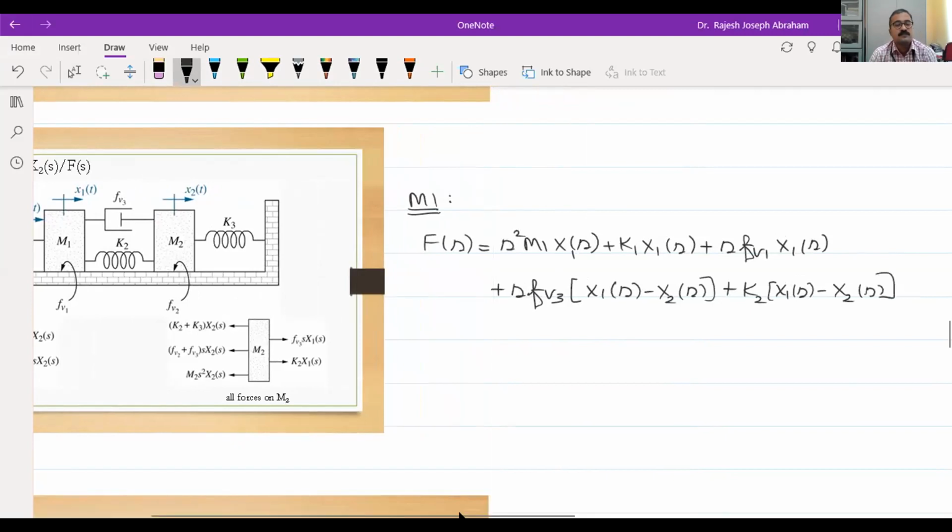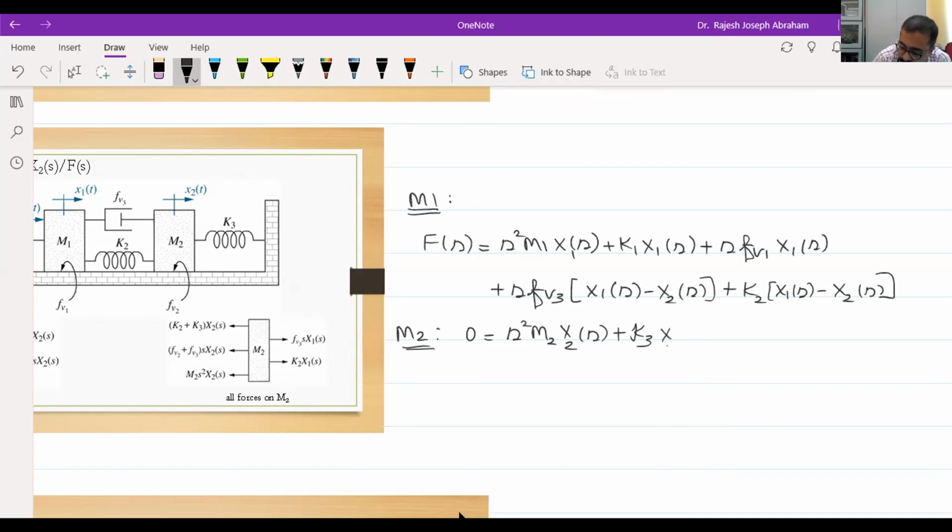Okay, this is the force equation for mass m1. Now, what about the force equation for mass m2? Do we have any applied force? No, there is no external force applied on mass m2. So 0 equals what? Force due to m2: s square m2 x2 of s, plus due to k3, k3 into x2 of s minus 0, because it is a fixed surface.